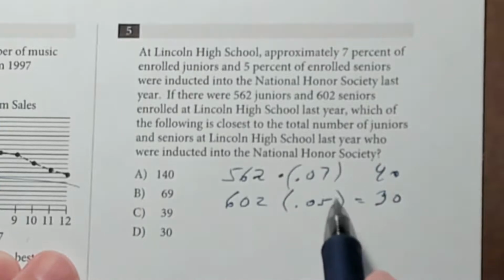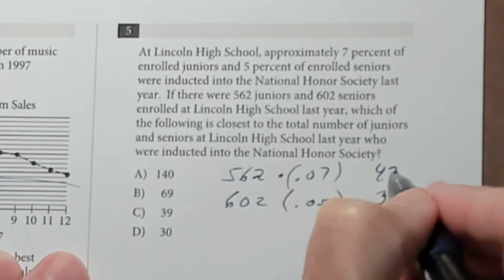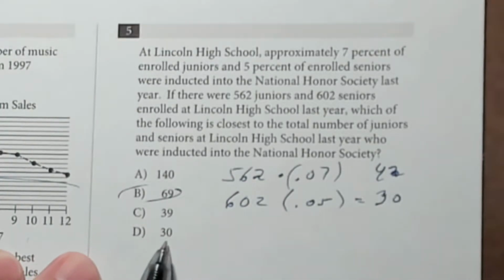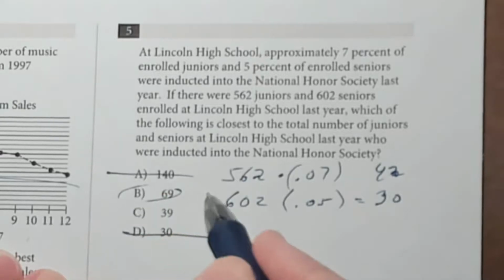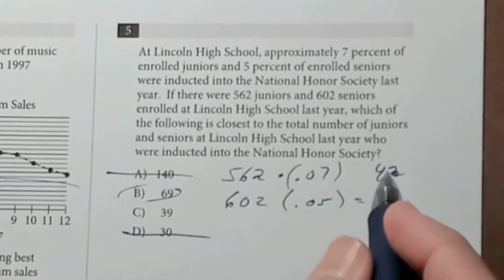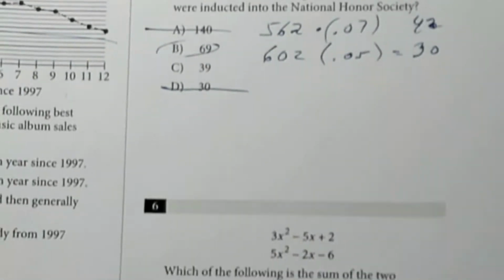We got 69. But let's just say we were off a little bit and we said 42, something like that. Well, you're still around 70. You're not even near 39 or 30. It can't be that. It's impossible. Letter A, that's impossible. So then that's without a calculator. Yeah, we're just going to go with that, okay? I know that's the right answer.